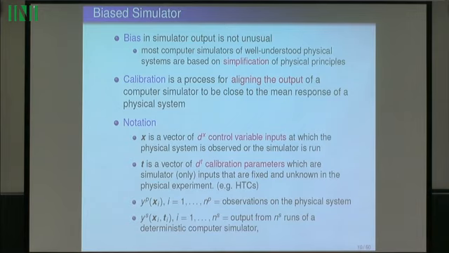Okay, let me just mention some notation. So the x's we've seen before, those are the control variable inputs. There are dx of those, the dimension of x. Then we've got these calibration parameters, which in this context are the heat transfer coefficients. So we've got a vector of dimension dt of those. We've got observations on the physical system, yp. We've got observations on the simulator, ys.